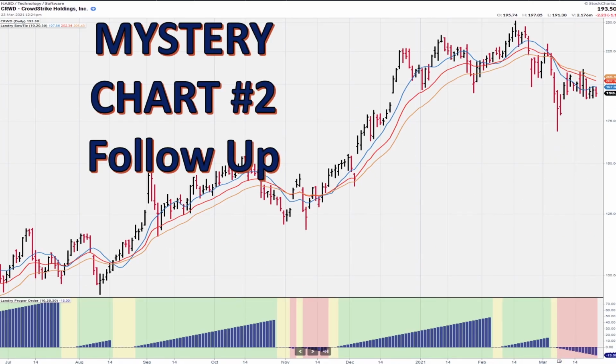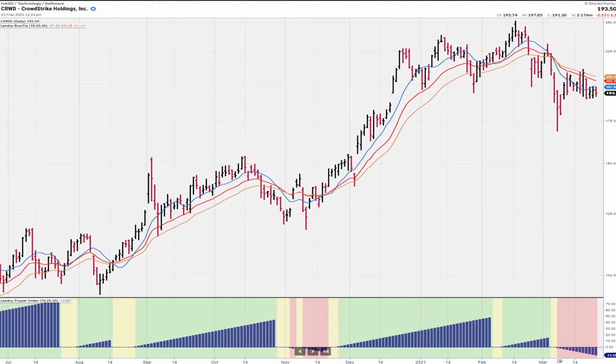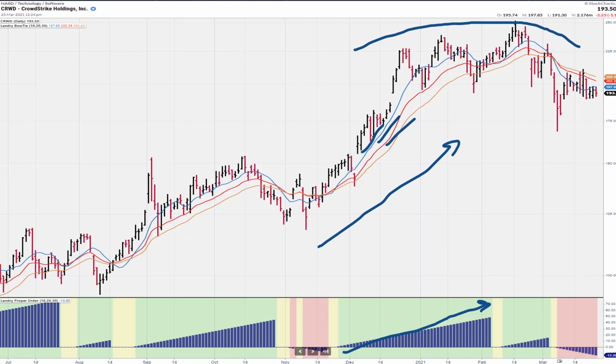Now, CrowdStrike, another mystery chart in here. I played this one for a little bit on the short side with puts and I didn't really make much on the trade. But again, like the previous chart, the Kohu, it still looks like it could be in trouble longer term. Again, longer term uptrend here, but then it begins to roll over, lose some steam. Look at the net. Although the proper order turned green, you could see the stock began to lose some steam.